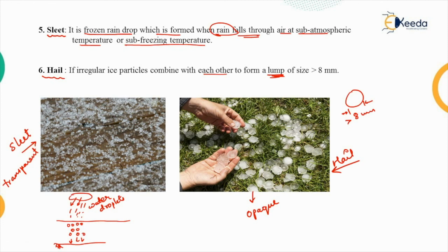So here we complete all the types and all the forms of precipitation. In the next video we will study the different methods to measure rainfall.